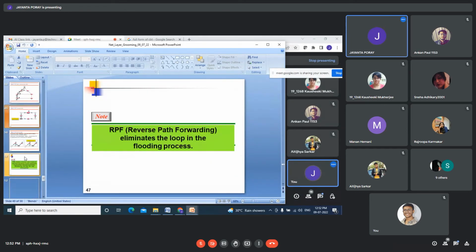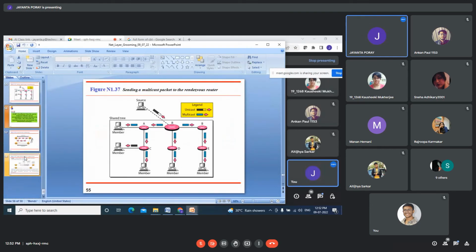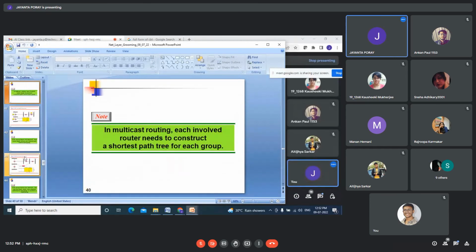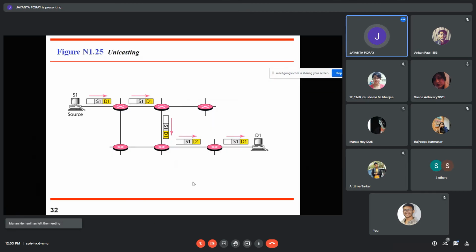So for the multicasting examples, what I want to share is what is unicasting and what is multicasting. Interface means the computer systems along with the network. So this is the network it is using to send these packets from the source S1 to the destination D1. That is a typical example of unicasting.